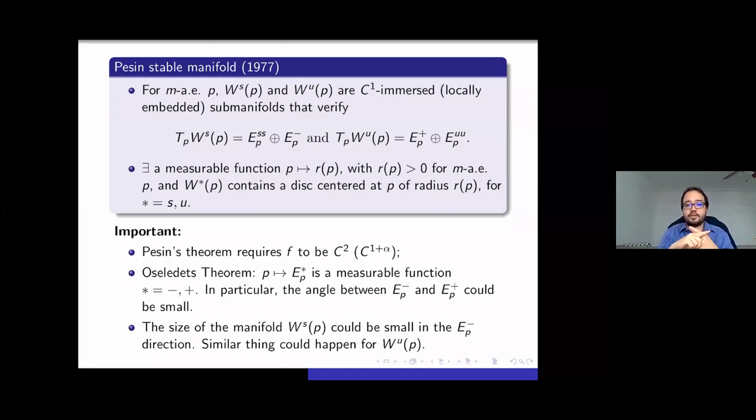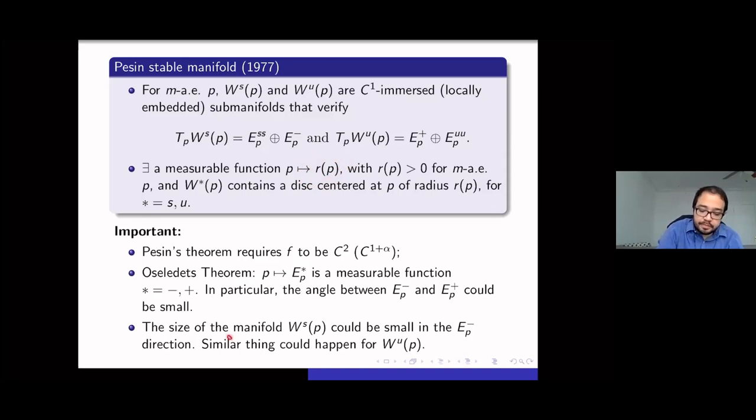But if you look at the Oseledets directions, it can happen that those two directions can come arbitrarily close together. This comes from the fact that those Oseledets directions also change measurably with your point. So in particular, the angles between those two directions could be arbitrarily small at some points. And the other thing is that the size of these manifolds that comes from this function R here can also be small. Okay, so those are two things to keep in mind.